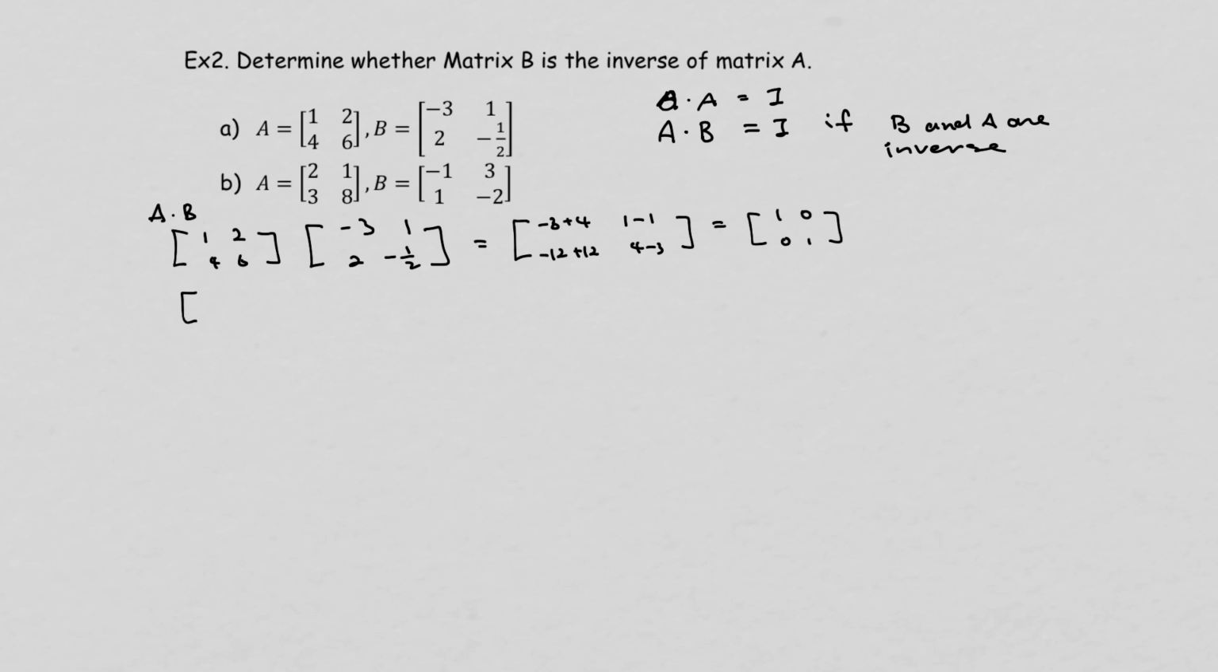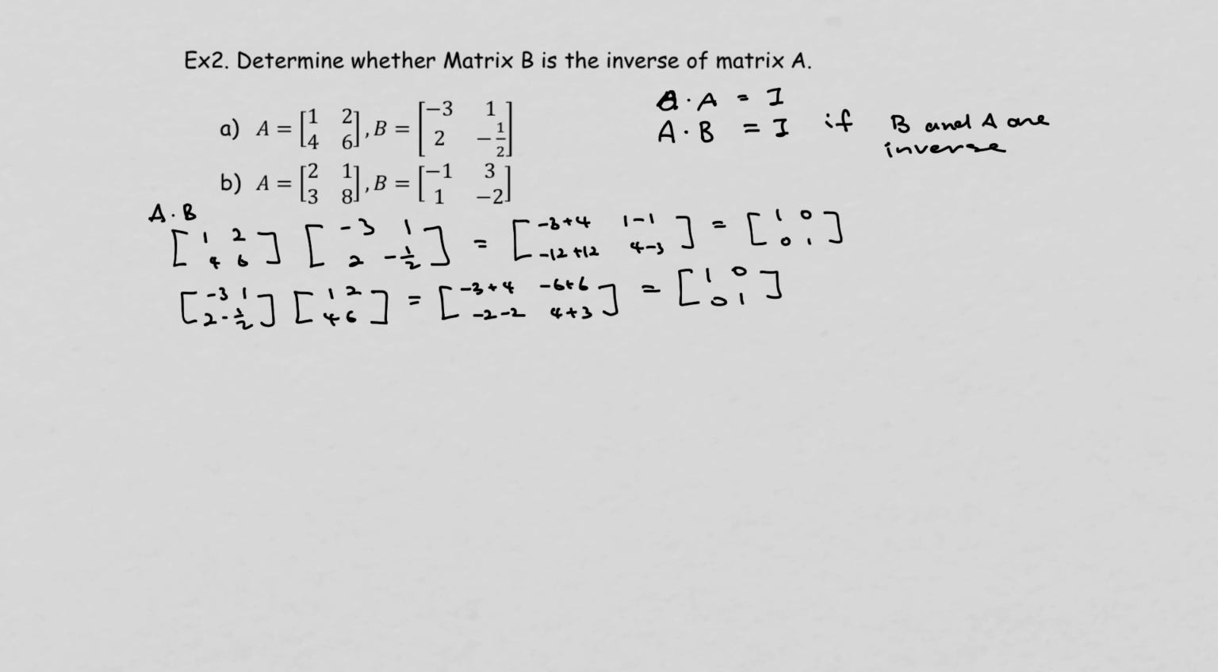So let's try the other way around. Also, 1, 2, 4, 6. When you multiply this, I get negative 3 plus 4, negative 6 plus 6, negative 2 minus 2, 4 plus 3, which is 1, 0, 0, 1. So since in both cases I get the identity matrix when I multiply, this is going to be yes, they're inverse.